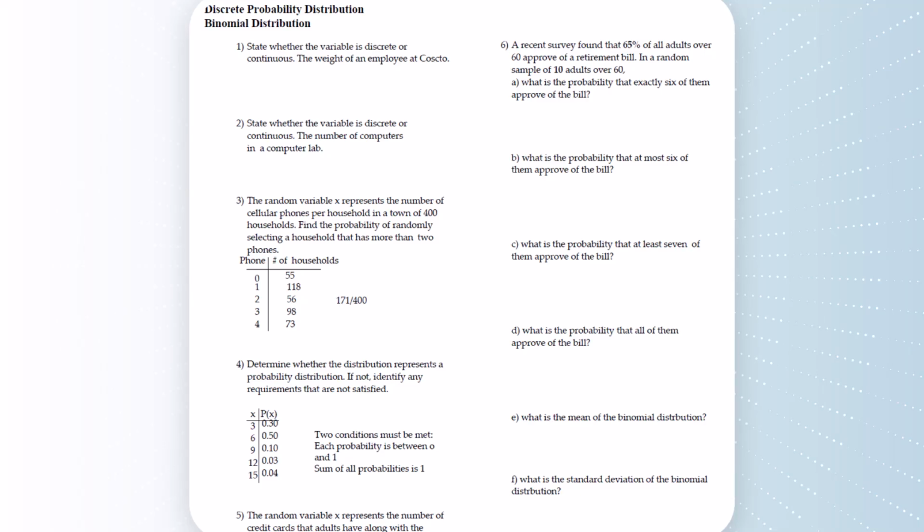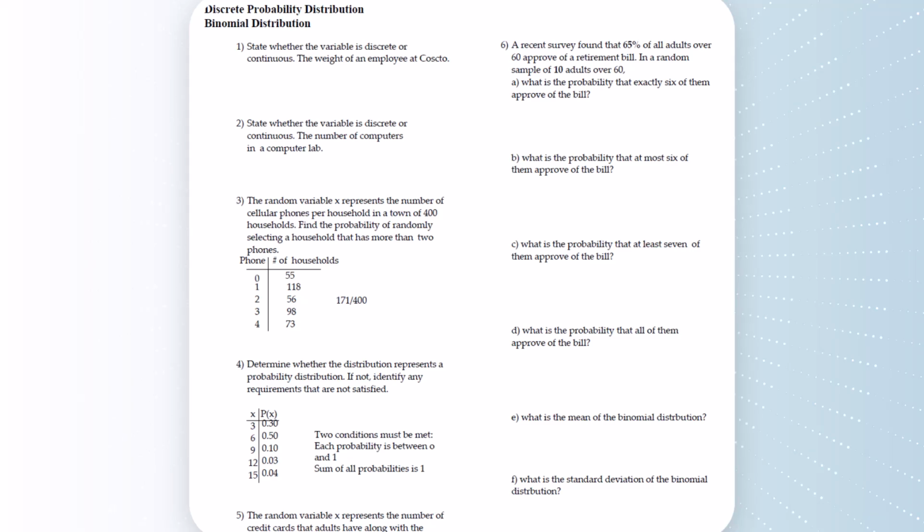State whether the variable is discrete or continuous. A discrete variable is one that can be counted as whole numbers 1, 2, 3, etc. A continuous one cannot be counted and it can be a decimal. The weight of an employee, of course, is continuous.